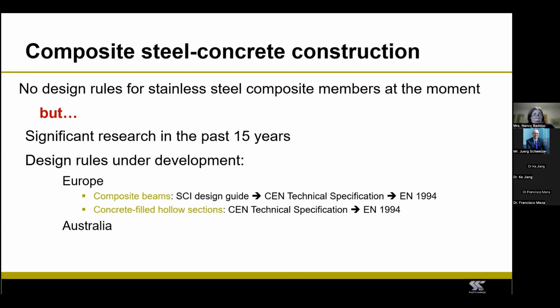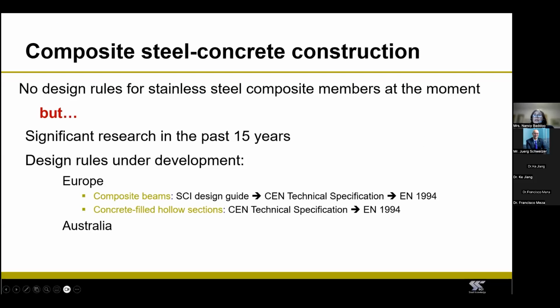In terms of the concrete filled products, there's already a CEN technical specification being written that covers high performance steels. So stainless steel and high strength steel will be included in that and ultimately it will be included in the Eurocode. In Australia, I understand, based on research carried out here in Australia, there is work towards design rules being included in the standards there.